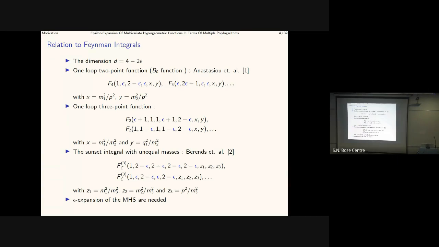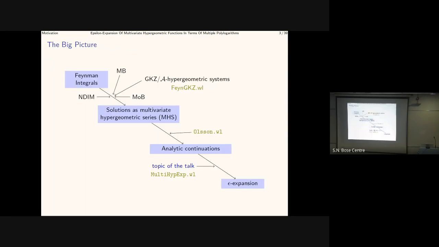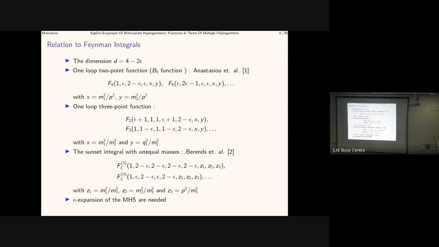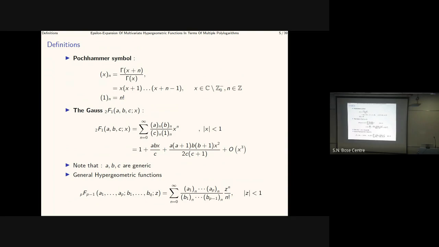So again, take another example of a one-loop three-point function. These are expressed in terms of Appell F2, and consider another example of a two-point function with two loops with three different masses. This can be expressed as Lauricella FC. So the point from this slide is that you express that integral in terms of hypergeometric functions. So in the next slides, I will define what these functions explicitly look like.